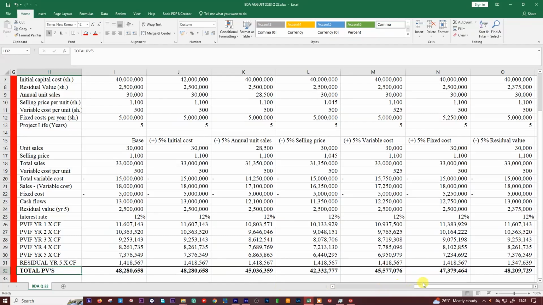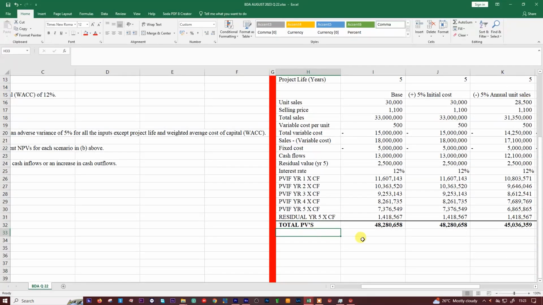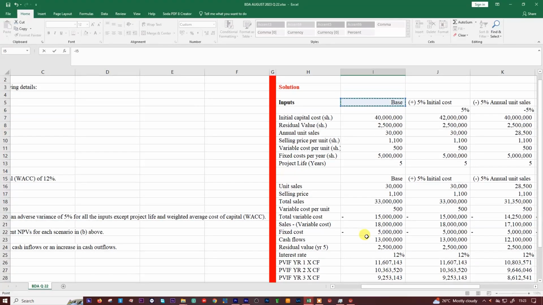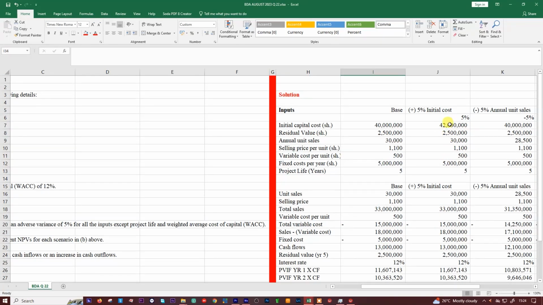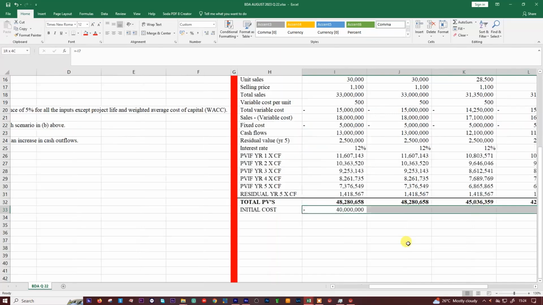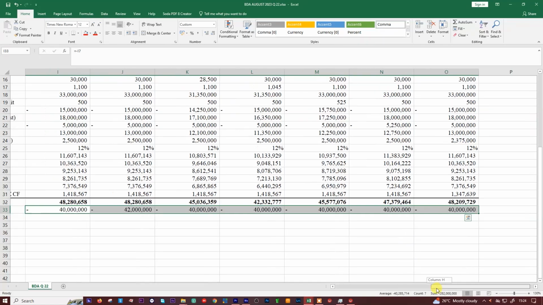But remember, part A is requiring us to get the net present value. You can see here, compute the base net present value. So we need to deduct the initial cash outlays. So initial cost, you're saying plus, should I say plus or should I say minus? So you say minus that value. The initial cost is there. So 40 million. Remember, the initial cost over here will change. This value here will change based on whatever you calculated over here. You can see it's 42 million. So we just change that, Control R, we get the NPV.